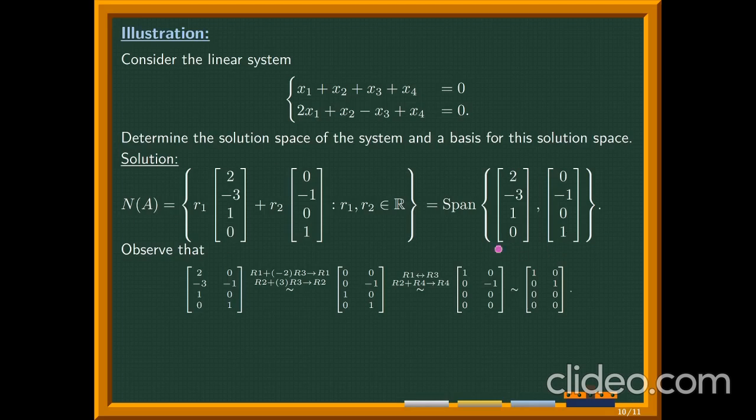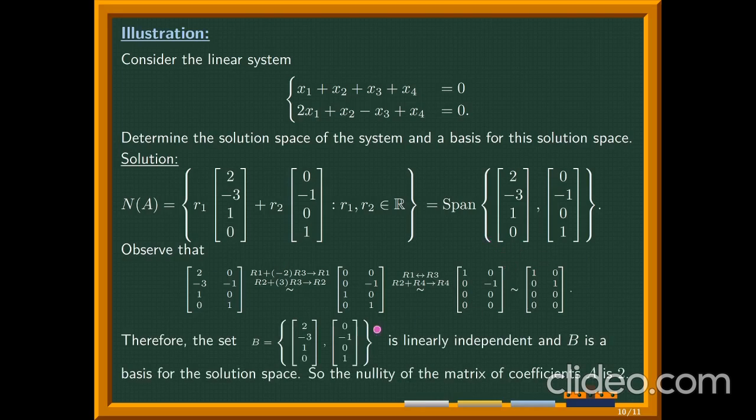Now we can check that these vectors are linearly independent by observing that the matrix whose columns are these vectors is row equivalent to this matrix, where both columns contain a leading entry of some row. Okay, so these vectors are linearly independent. So the set B, which contains the two vectors 2, negative 3, 1, 0 and 0, negative 1, 0, 1 is a basis for the solution space. Therefore, the nullity of the matrix of coefficients A is equal to 2. In other words, the solution space of this linear system is a two-dimensional vector space.